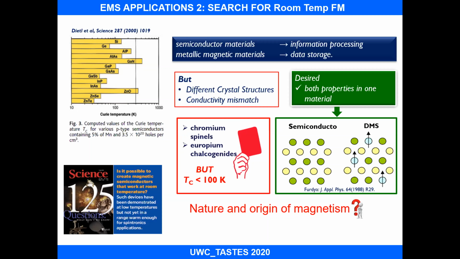So what in effect is done is that you have a semiconducting material and you put in there an ion that is also magnetic. And this has enormous applications, for example, in a computer, because you can then combine the processing as well as the memory in the same chip.